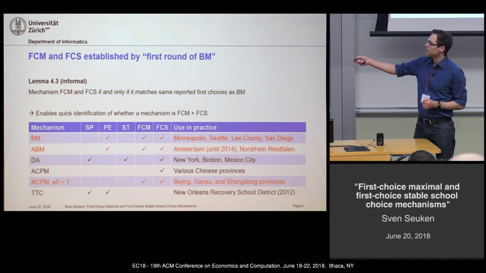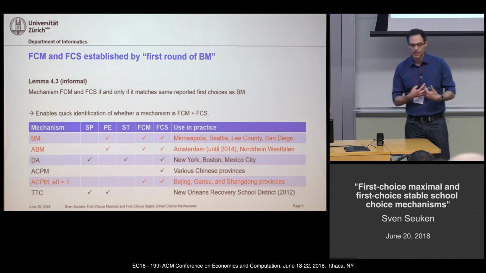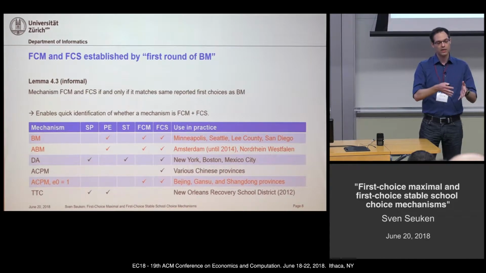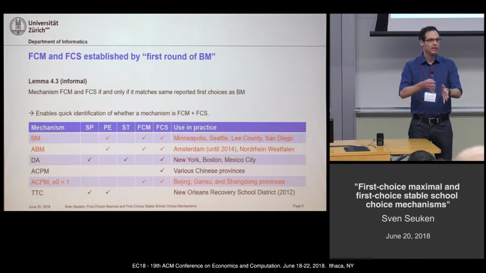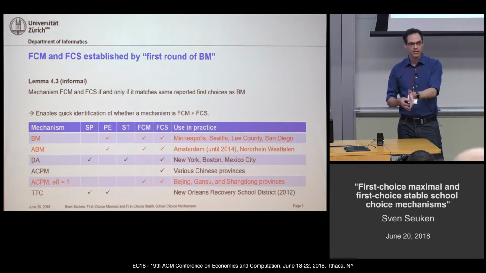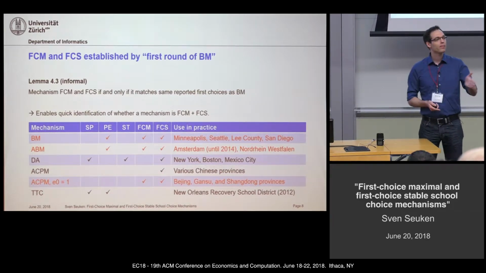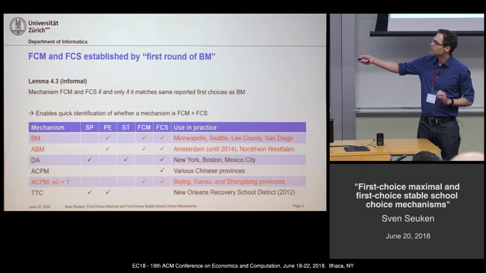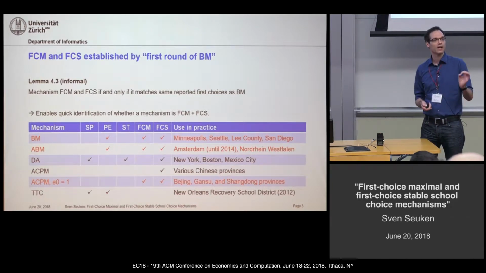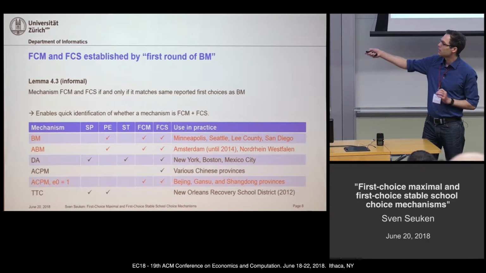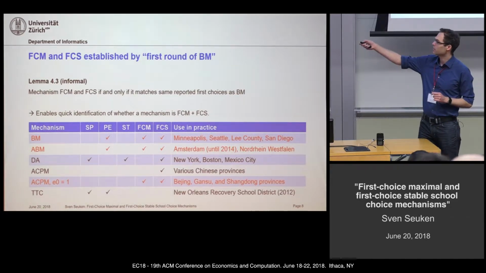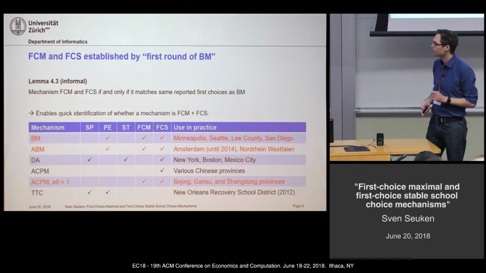And the asymmetric Chinese parallel mechanism is an interesting mechanism that kind of interleaves applications. You can think of it as interleaving applications of the Boston and the deferred acceptance mechanism, running some rounds and then finalizing the assignment, and then running a few more rounds of DA and then finalizing the assignment again. And the question is, after how many rounds do you finalize the assignment? And this is determined by this parameter E0. So if the first time you finalize the assignment is after the first round, then this mechanism obviously in the first round is equivalent to the Boston mechanism, and then you also get first choice maximality and first choice stability. Okay.